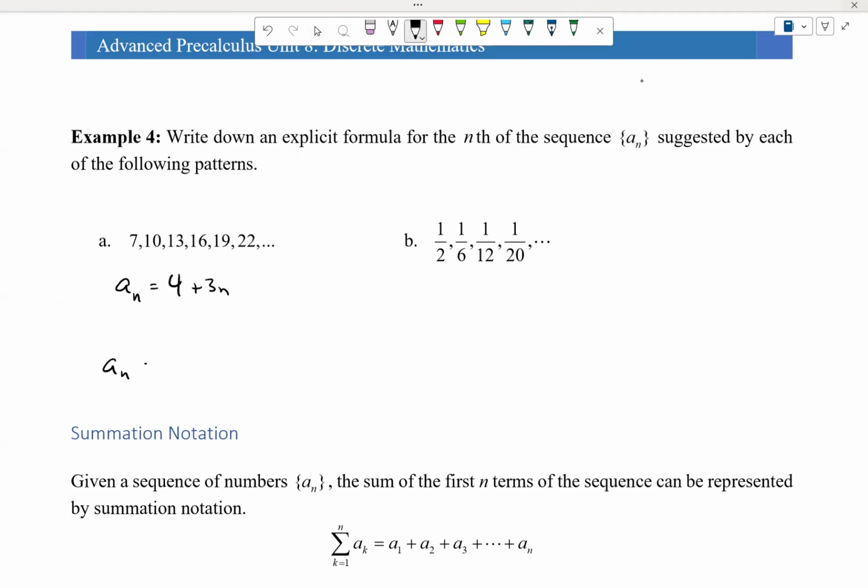How about this? A sub n equals... Oh, did anyone get anything different? Like completely different?